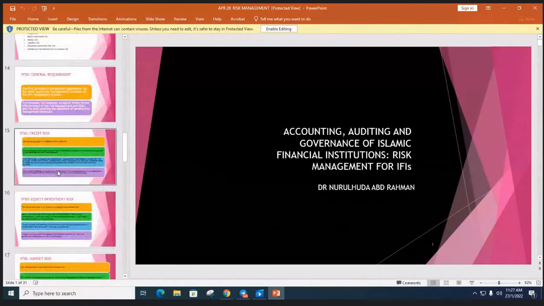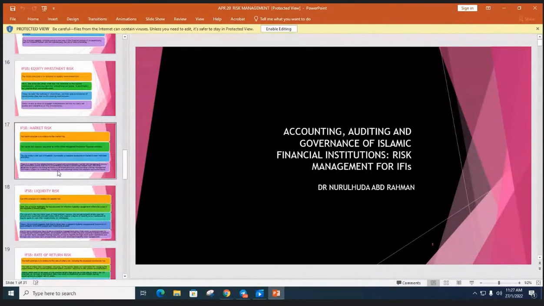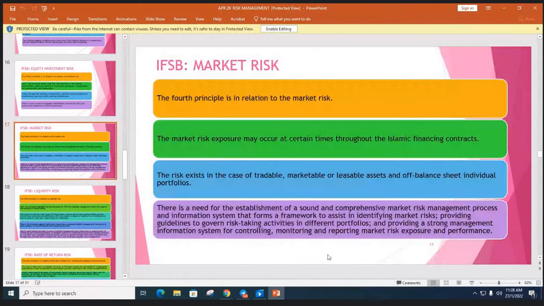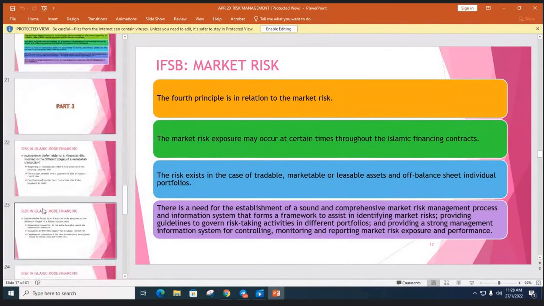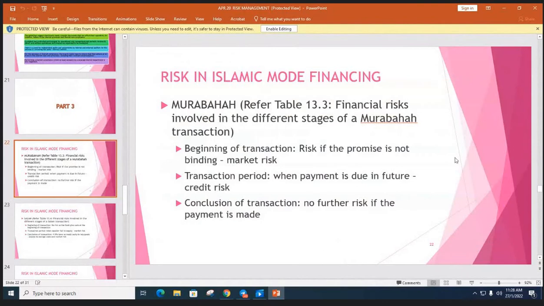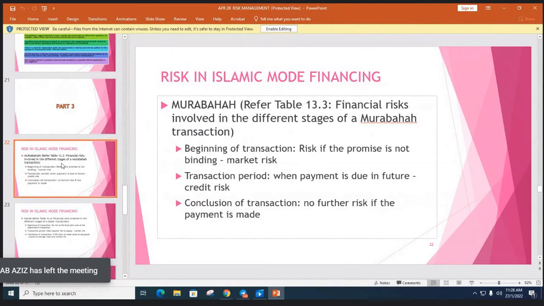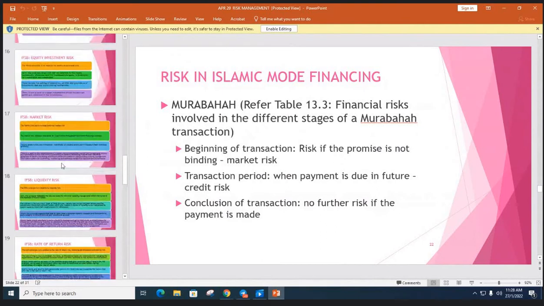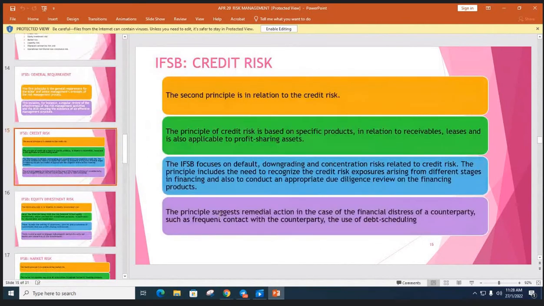Okay. Market risk, there is a need to establish a sound and comprehensive market risk policy. Ini boleh juga. Ataupun you ambil to bind the promise. Okay. Credit risk, how to manage, frequent contact with the counterparty, debt scheduling, boleh lah. Okay.